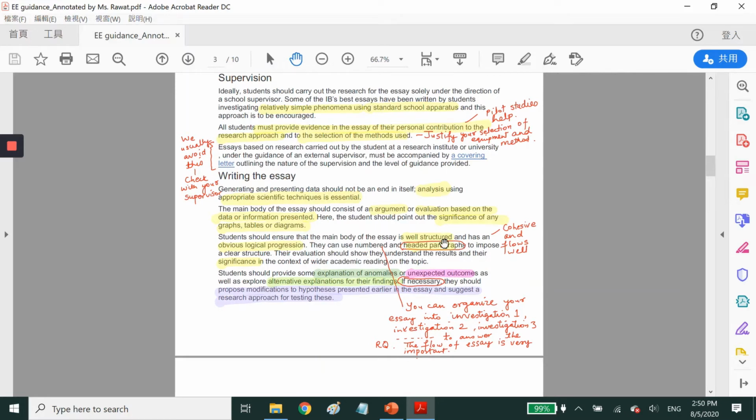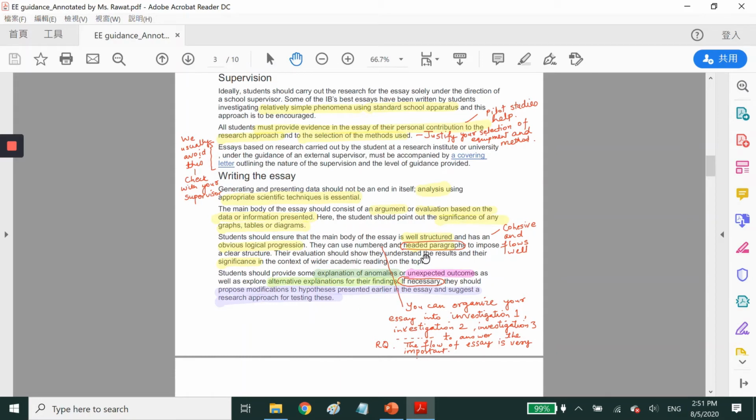It will be useful. This partly relates to the presentation part in criteria D, that you should have different headers to lead the paragraphs, to help the examiner navigate through your essay. So it's important to structure the flow of your essay. As Ms. Rawat has mentioned, you can label it into different layers, investigation 1, 2, and 3. Because for biology EE, it's quite a large essay, sometimes one experiment leads to another. So that's what we mean by the layers of your flow.